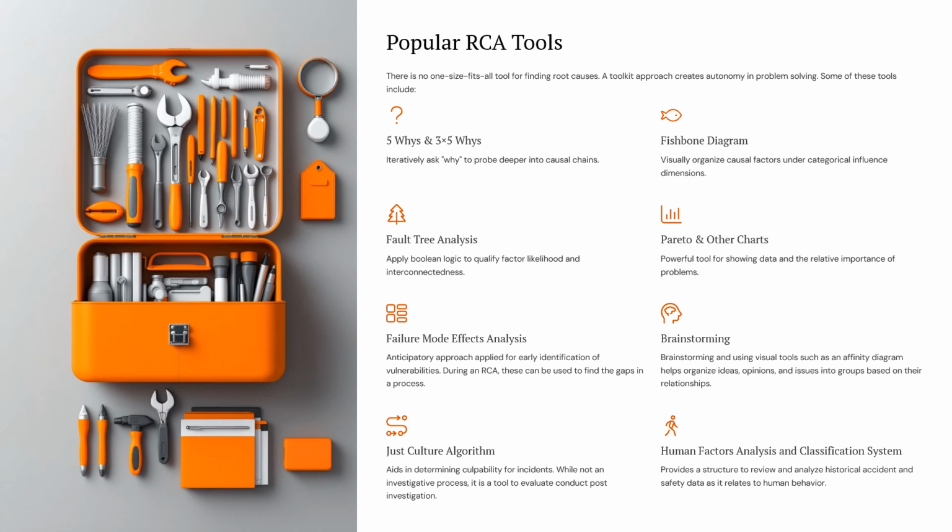Now we will discuss popular RCA tools and the pros and cons of those tools. I believe there is no one-size-fits-all tool for finding a root cause. A toolkit approach creates autonomy in problem solving. Some of these tools may include your 5Y or 3x5Y, a fishbone, fault tree analysis, Pareto and other charts, failure modes effects analysis, just brainstorming, just culture algorithm, or human factors analysis and classification system. Of course, there are tons more tools that can be used. These are the tools that I prefer to use and I've used the most in my career.